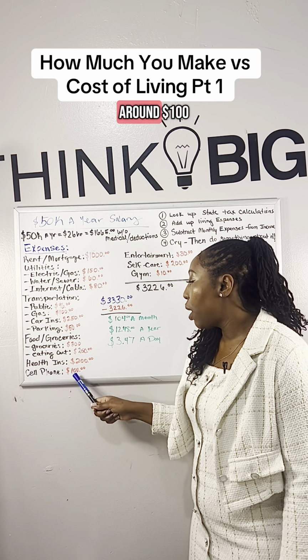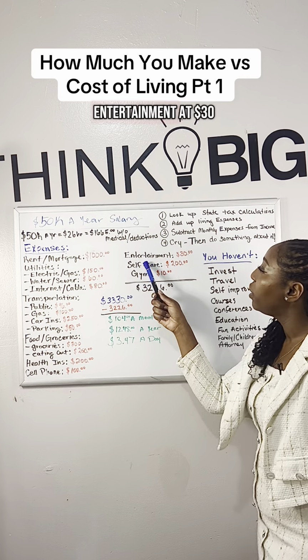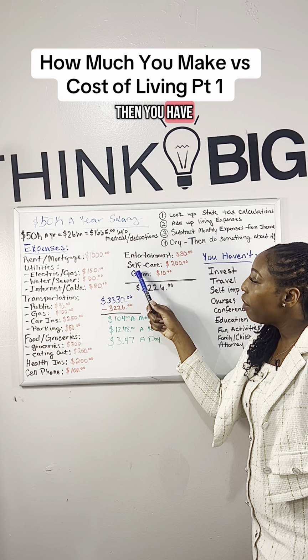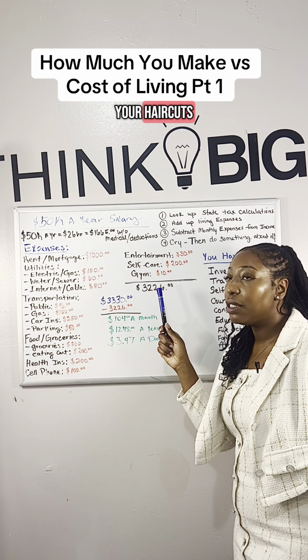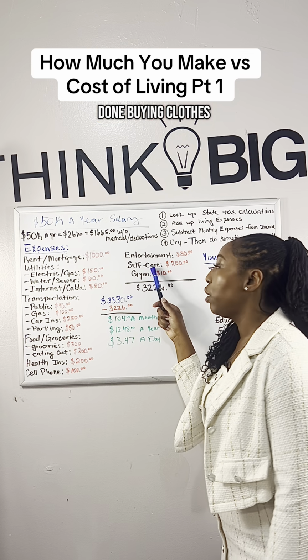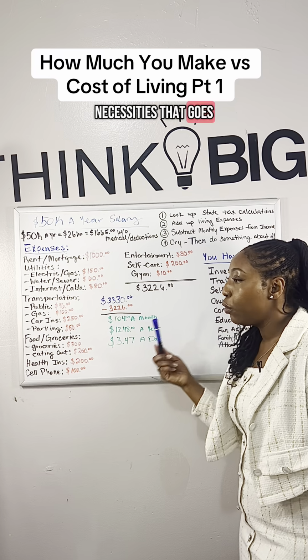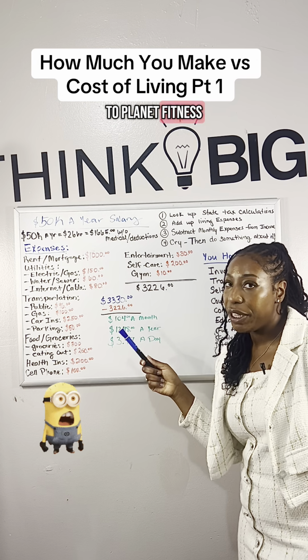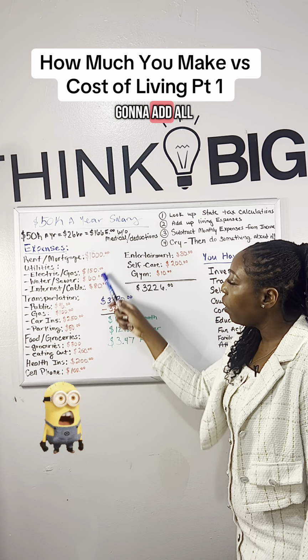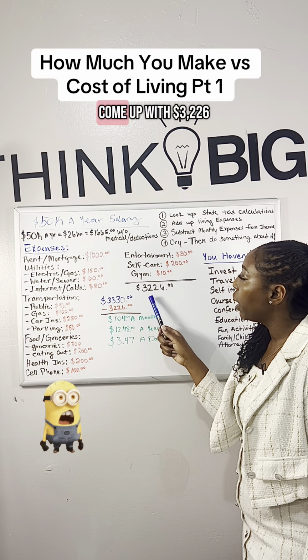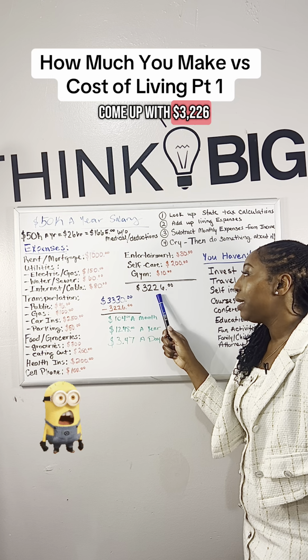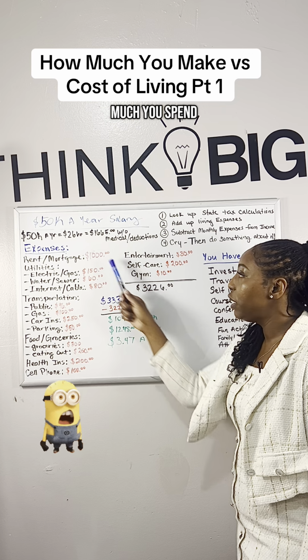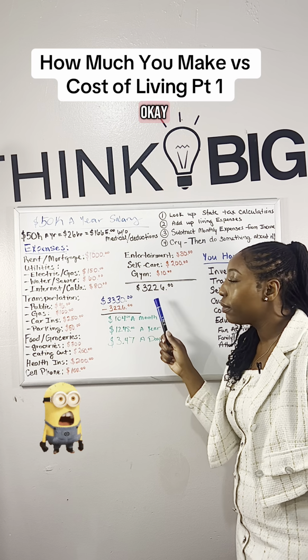Your cell phone is going to be around $100. Then we have entertainment at $30. So this includes your Netflix, Hulu, any subscriptions, $30 a month. Then you have self-care. So this includes your haircuts, getting your hair done, buying clothes, any of those necessities that go into your grooming. Then maybe a gym membership at $10. Maybe you go to Planet Fitness. All right, so we're going to add all of these expenses together and we're going to come up with $3,226. This is how much you spend a month, okay?